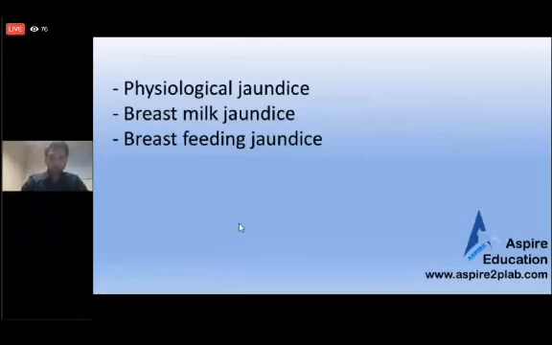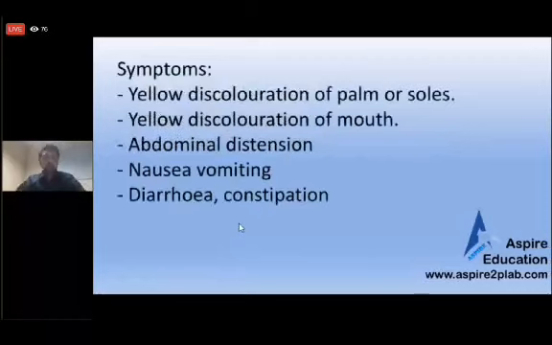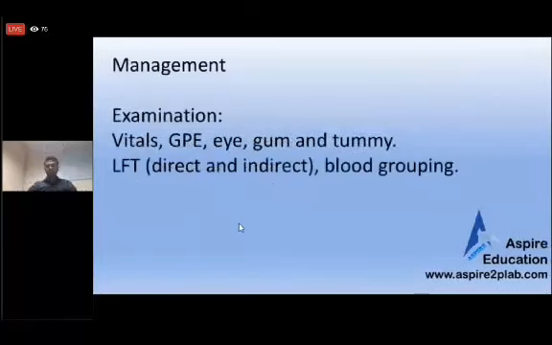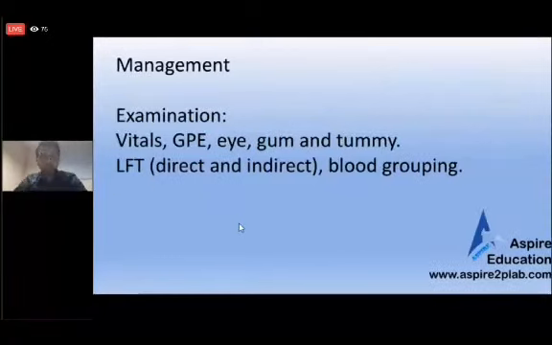Symptoms: discoloration of the palms, soles and mouth, abdominal distension, nausea, vomiting, diarrhea, and constipation. There might be itching as well. So for management, we always examine the skin for discoloration, examine the tummy, and do liver function tests, especially bilirubin, direct and indirect. Treatment would be mainly conservative.